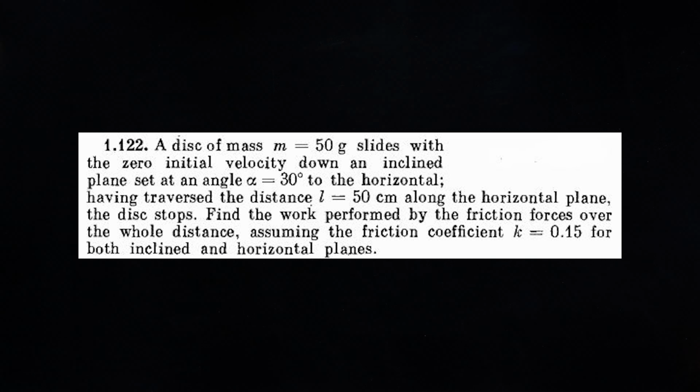Okay, question 1.122 on the board. A disk of mass m slides with zero initial velocity down an inclined plane set at an angle alpha to the horizontal. Having traversed the distance L along the horizontal plane, the disk stops. Find the work performed by the friction forces over the whole distance, assuming the friction coefficient is K for both inclined and horizontal planes. Okay, let's draw this diagram.